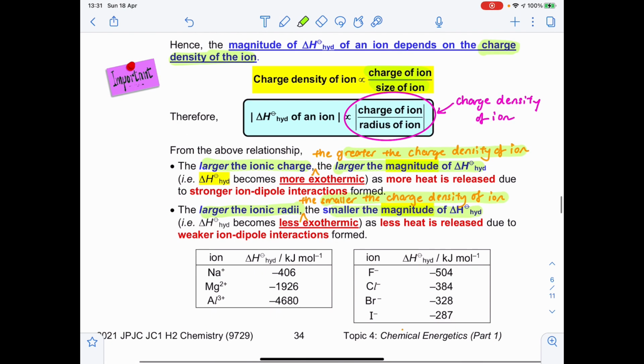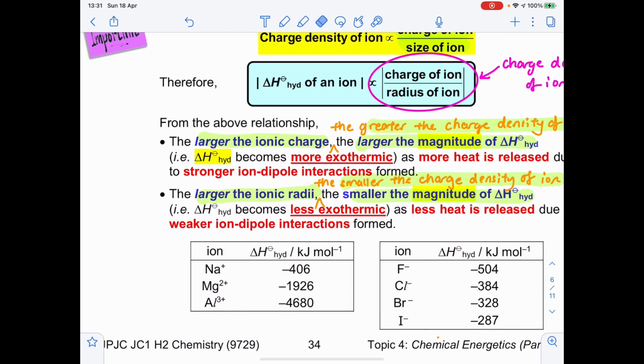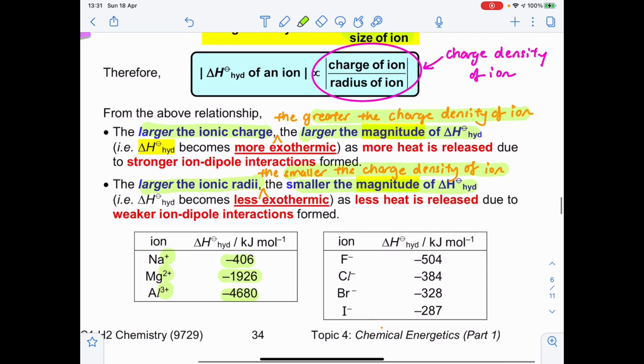So from this table, you can see that as the ionic charge gets bigger, the enthalpy change of hydration becomes more exothermic, or the magnitude of enthalpy change of hydration becomes bigger. Likewise, as the size of ions gets bigger, you find that the enthalpy change of hydration becomes less exothermic, or the magnitude of enthalpy change of hydration becomes smaller.